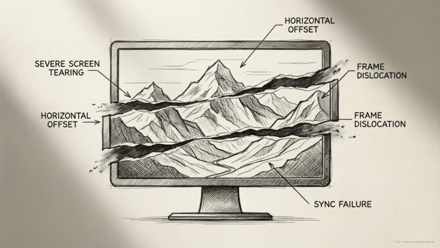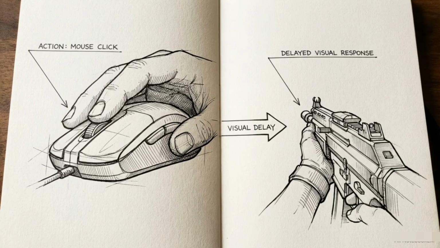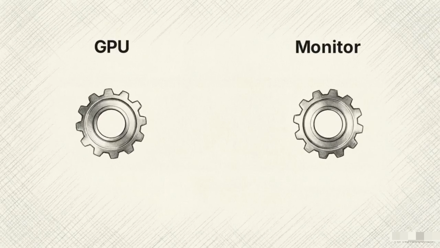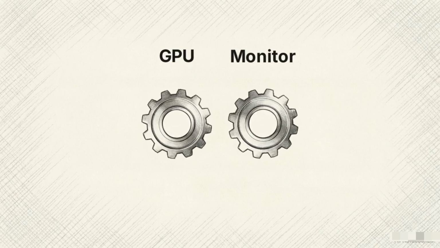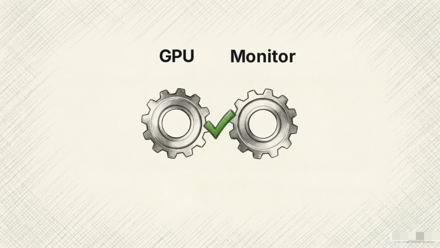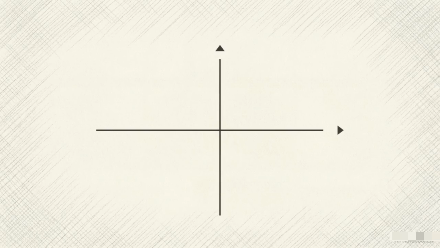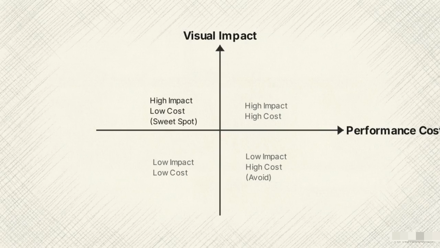If your GPU and monitor aren't perfectly in sync, the image will tear. Standard V-Sync fixes this, but adds significant input lag. Modern solutions like G-Sync and FreeSync allow the monitor to change its refresh rate to match the GPU. This eliminates tearing without the lag. Because this solves a major visual issue without costing performance, Display Sync is a top-tier, high ROI feature.